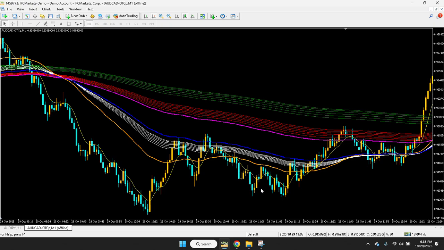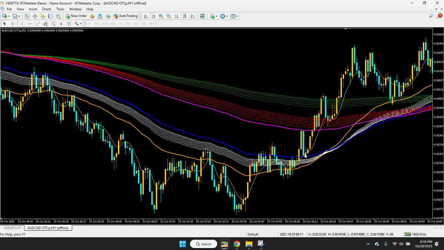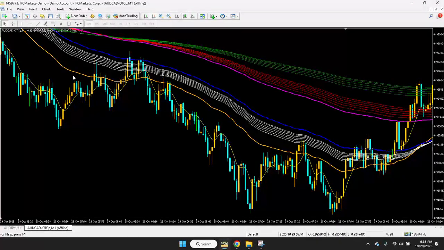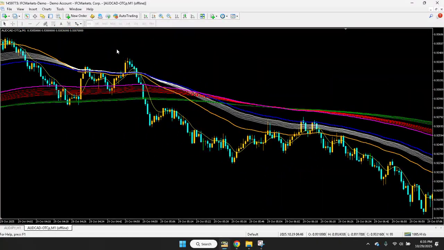Coming down, waiting for the comeback. Okay, right there. 1-minute, you would have won. 5-minute, you would have won. Let's find a better downtrend. This is a little bit better here. So boom, we're coming down. Finding our way.